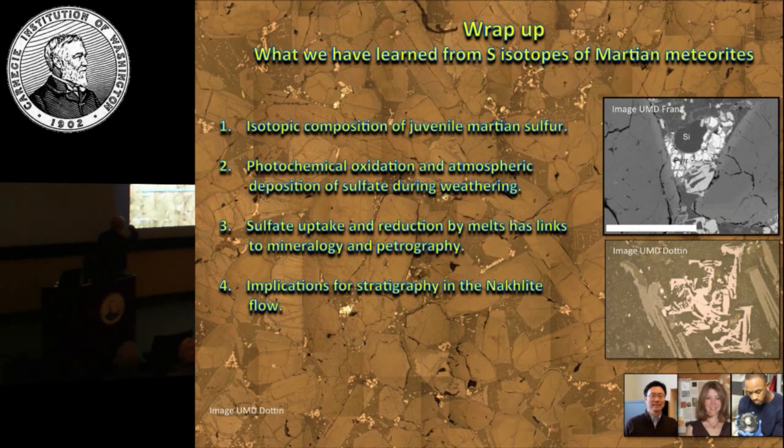In addition, the other things that we can say is we do have constraints on the isotopic composition of juvenile sulfur, and we'll come to that in a moment, why that's potentially important. We have evidence that there is photochemical oxidation and atmospheric deposition of sulfur to the surface, so it tells us something about where the chemistry is occurring. And there may be implications.